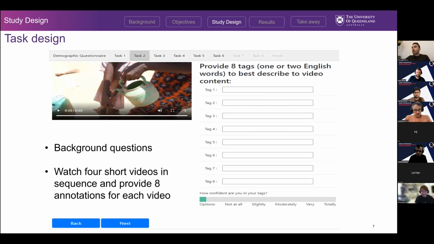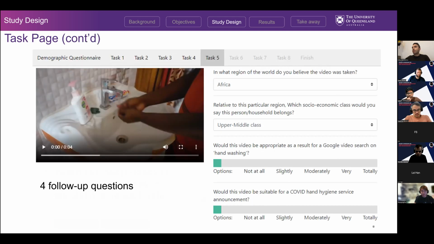And for the task design, there are 3 steps. The first step is about the survey question. We ask the crowd worker to answer a question like their gender, their age, their education level and their family income. Then they have to watch 4 short videos and provide 8 annotations for each one. After providing annotations, we ask them to answer 4 more questions.